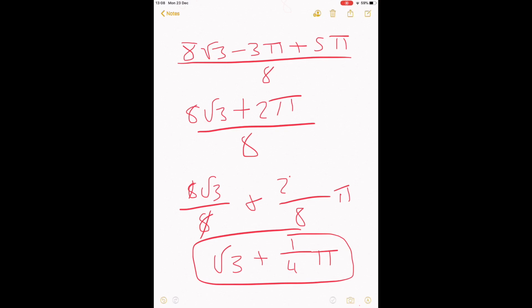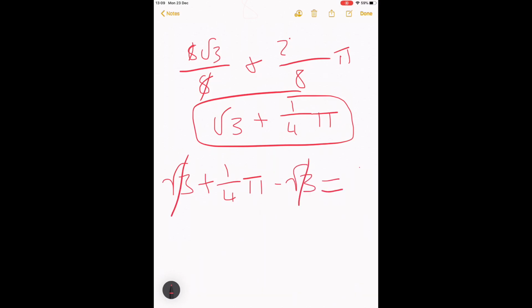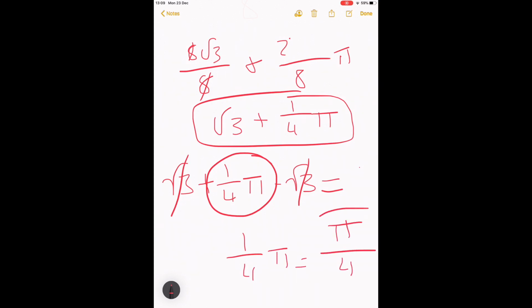Now the question asks you to find the difference between the area of the shaded region and the area of the equilateral triangle. So then you just do root 3 plus a quarter pi minus our area of our triangle, which we know is root 3. So root 3 and root 3 cancel out, and then you're left with a quarter pi, or in other words, pi over 4. So that is the answer.